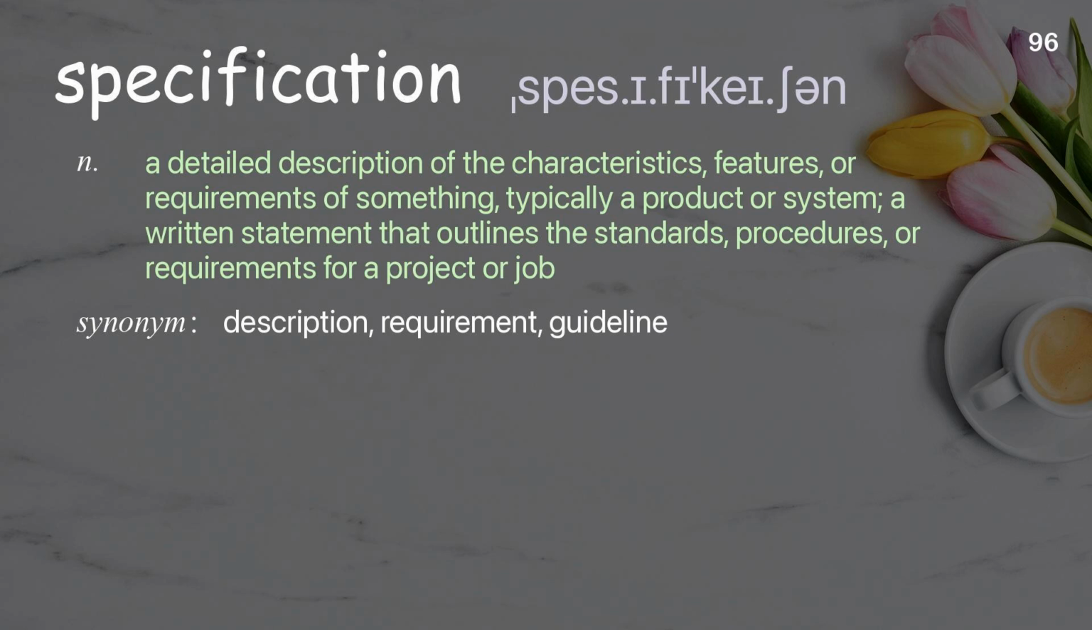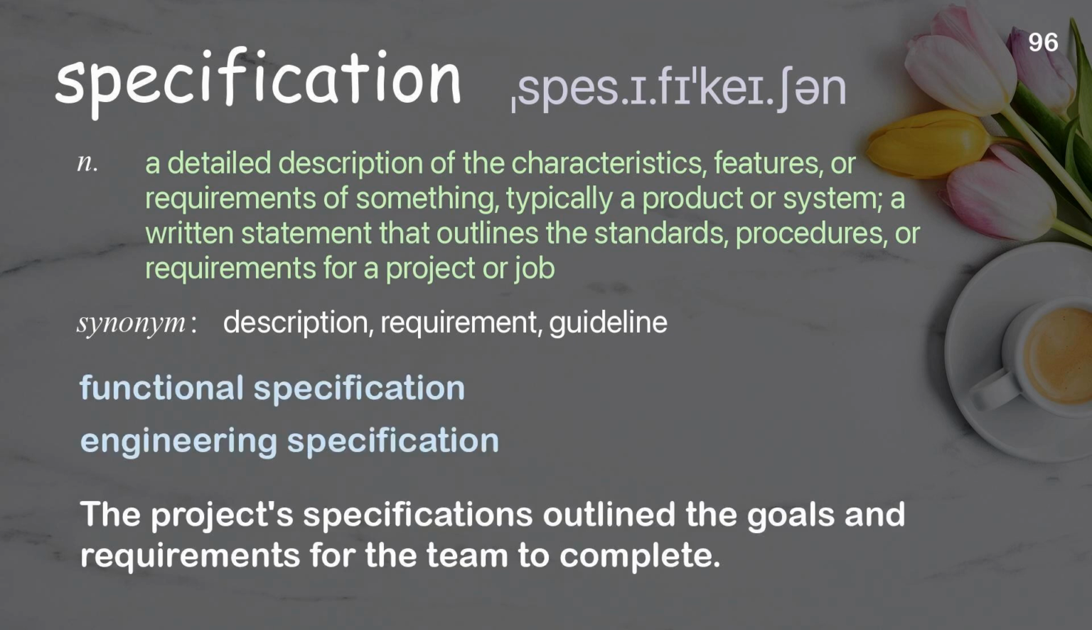Specification. A detailed description of the characteristics, features, or requirements of something, typically a product or system; a written statement that outlines the standards, procedures, or requirements for a project or job. Examples: Functional specification. Engineering specification. The project specifications outlined the goals and requirements for the team to complete.